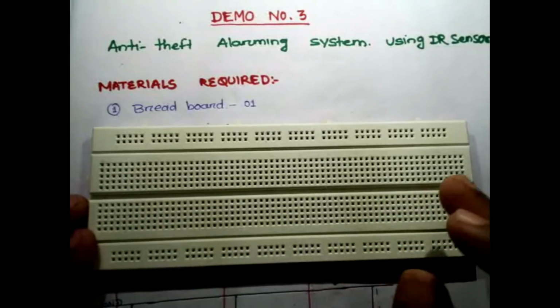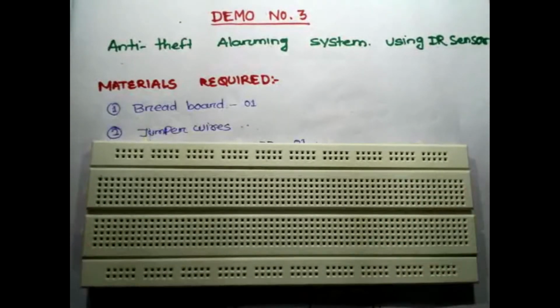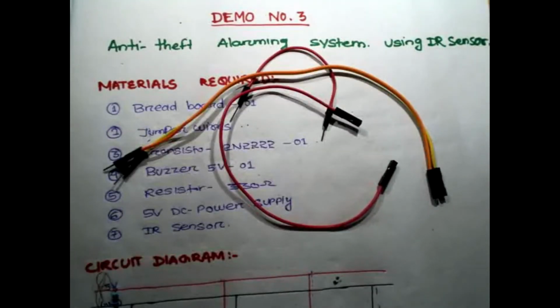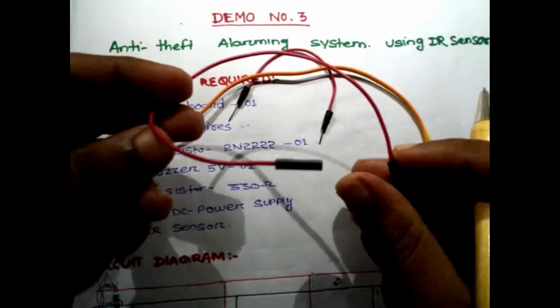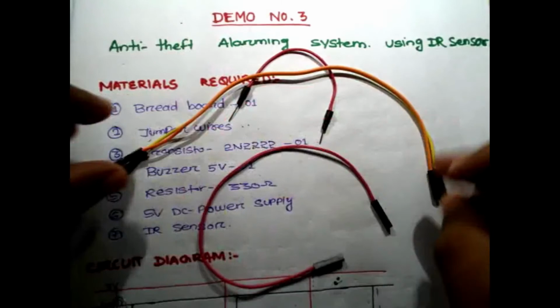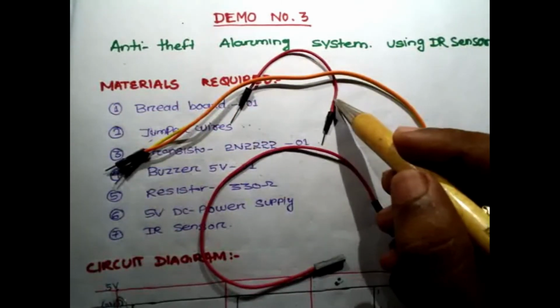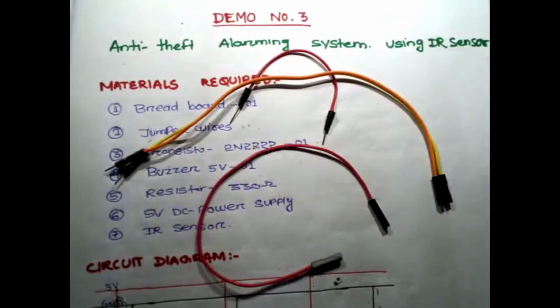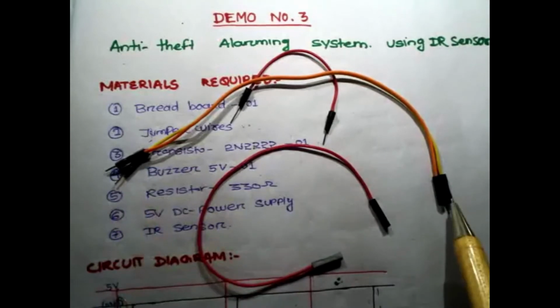Okay. Our next component is the jumper wire. Here you can see 3 types of jumper wire. This one is the female to female jumper wire. This small red one is the male to male jumper wire, and this one is the male to female jumper wire.